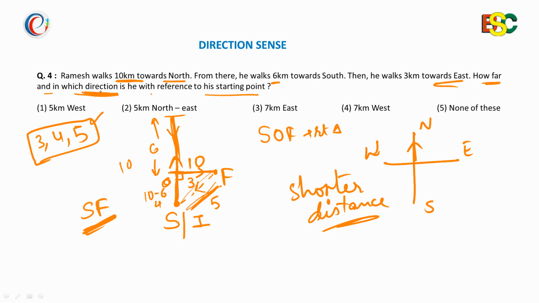Also it is asking in which direction is he with reference to the starting point. So with reference to the starting point, the direction must be like this, because we have to take the reference of the starting point. So this direction is north east. If you draw this small diagram here, this is northeast. So option number 2 is the correct answer to this question.